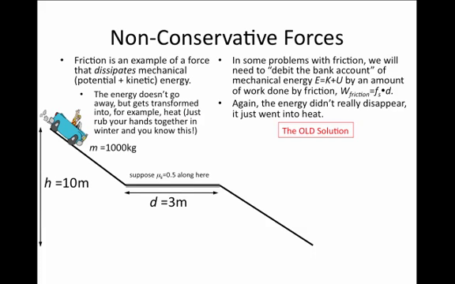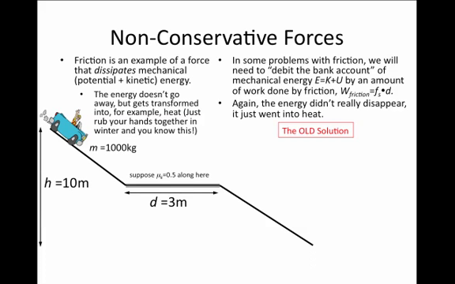There is a flat horizontal section which has friction, and we'll suppose that in that 3-meter long section there is a coefficient of kinetic friction which is equal to 0.5. And we must then develop a somewhat modified solution or strategy for the solution where we use the non-conservation of energy to balance the books and calculate how much kinetic energy is at the bottom.